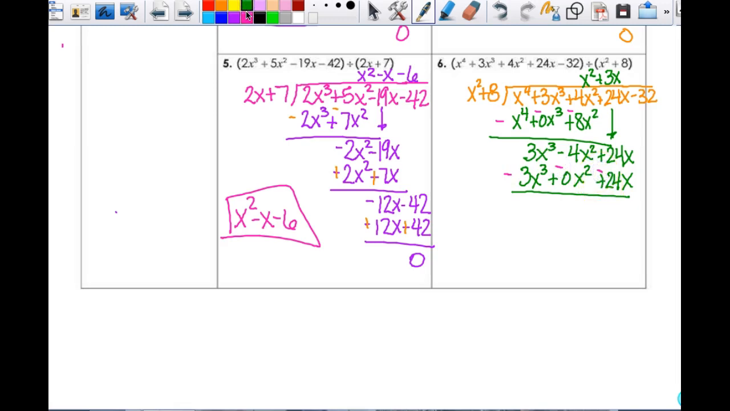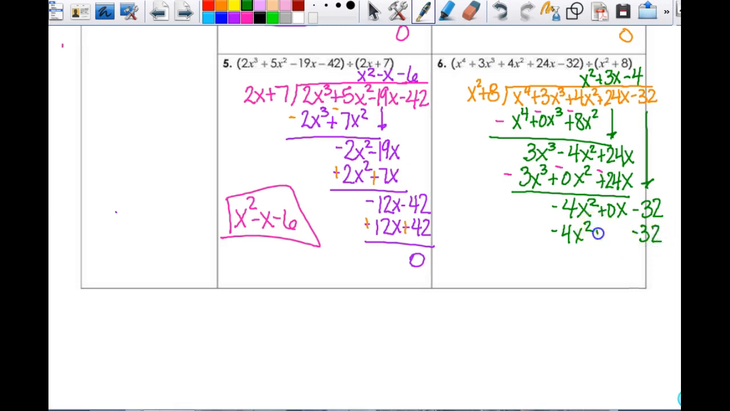The x cubes zero out. Negative 4x squared minus 0x squared is negative 4x squared. 24x and negative 24x, this zeroes out. And then I bring down my negative 32. So x squared goes into negative 4x squared, and I get what? Negative 4. So that gives me negative 4x squared. And negative 4 times 8 is a negative 32.